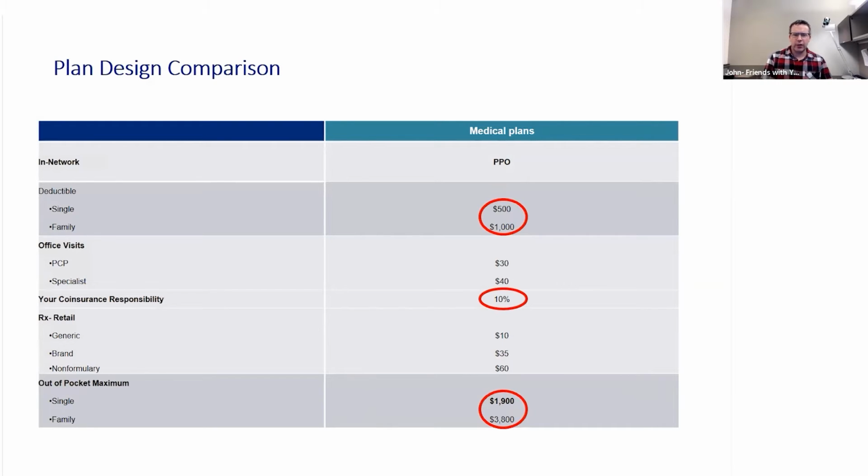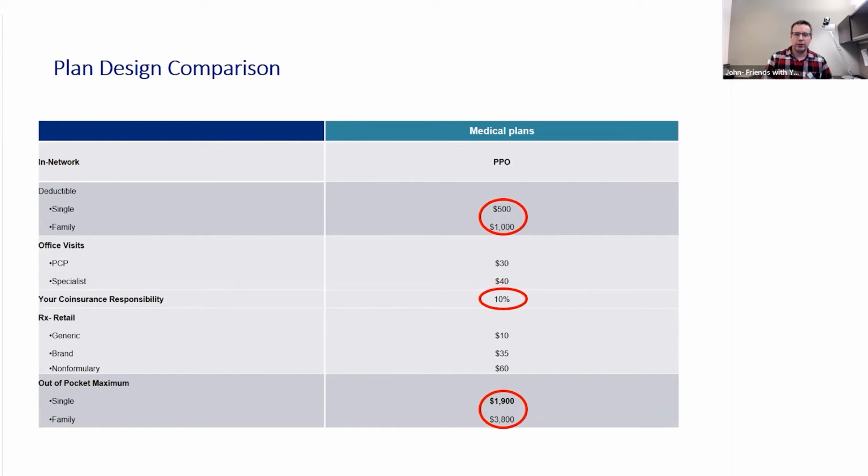So let's say you happen to only cover yourself, and perhaps you don't have any children, you don't have a spouse, you don't have a domestic partner, or you decided that they can be on someone else's plan. You are ultimately responsible in that example for the first $500 of medical expenses for anything that's not related to an office visit or anything that's related to pharmacy.